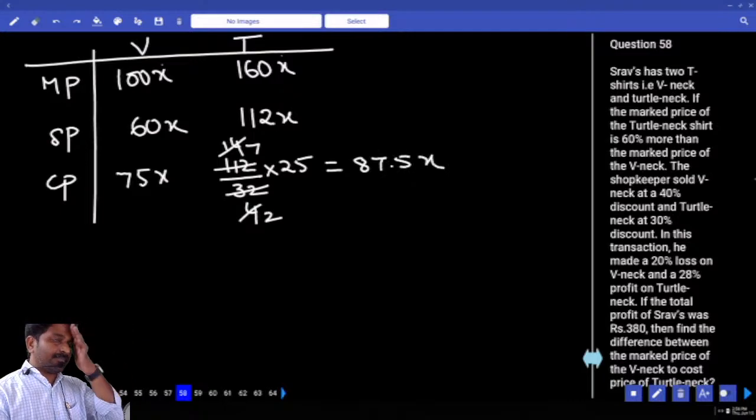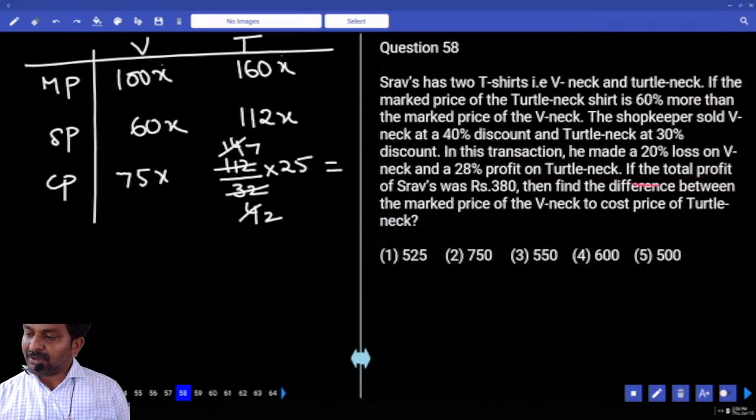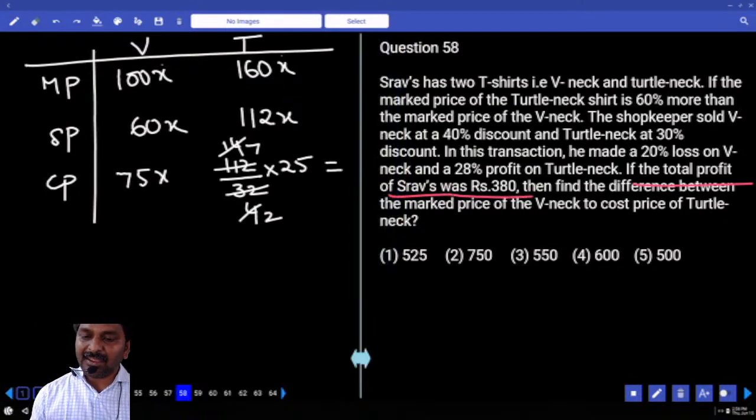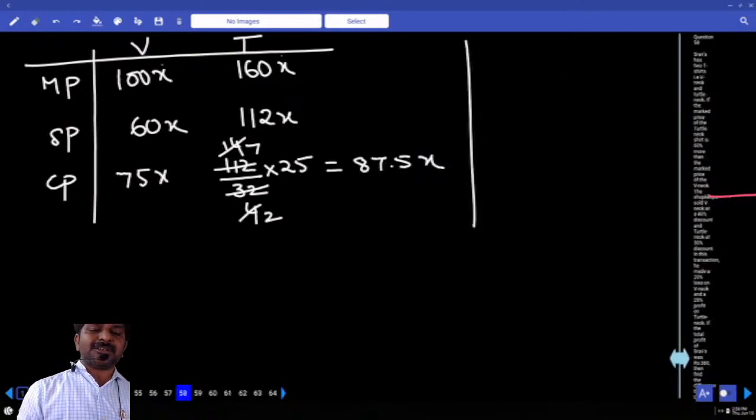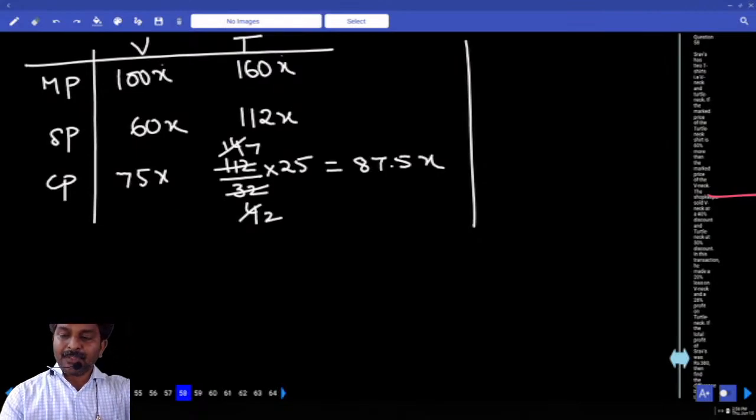87.5x. Followed? Continue. If the total profit of SREEDHA'S is 380, now I need total cost price. How much is total cost price? 75x plus 87.5x. How much is that? 162.5x. What is total selling price?